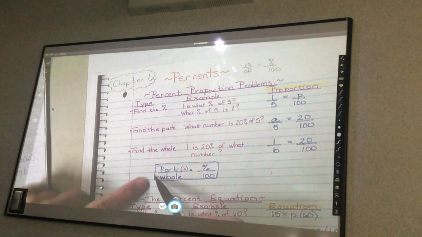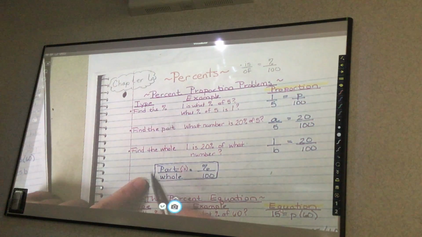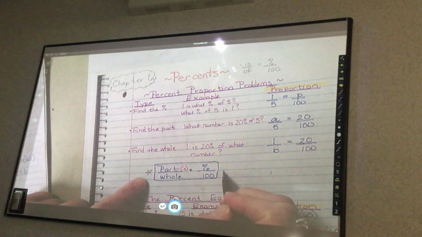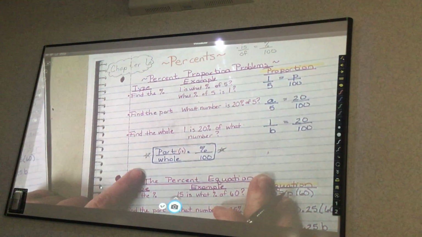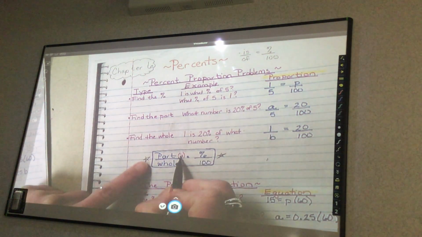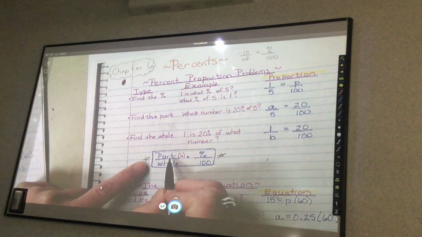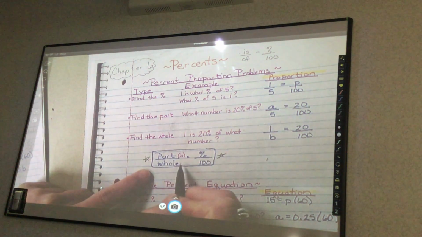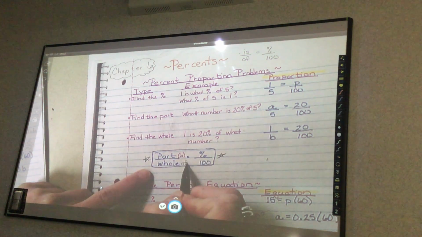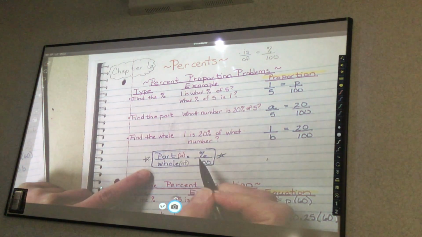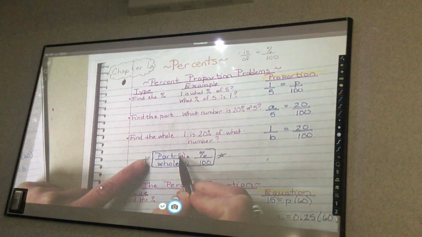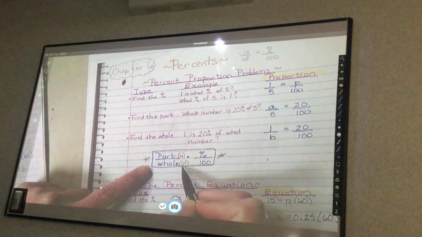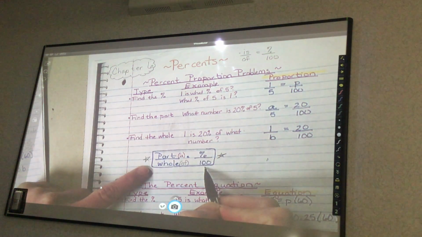But I want you to look down here to this box and put some stars here. In 7th grade, they want to try to have you focus on saying, instead of is, it's part. It's part of the whole. The whole would be the of. So instead of saying is over of equals percent over 100, they're saying part over whole is the percent over 100.